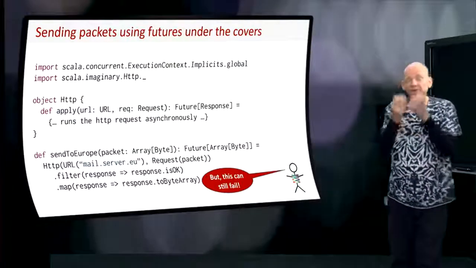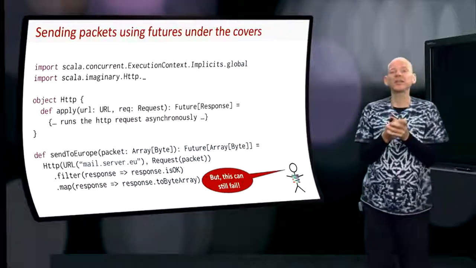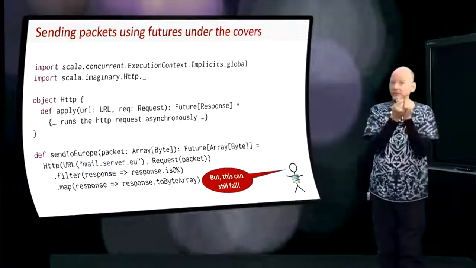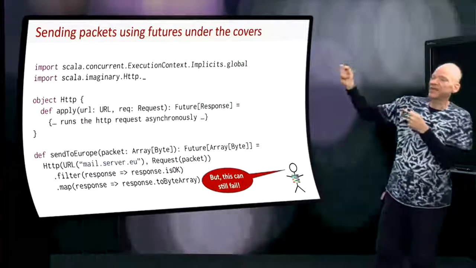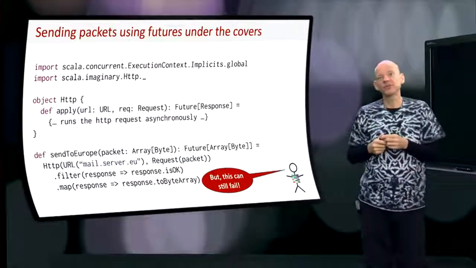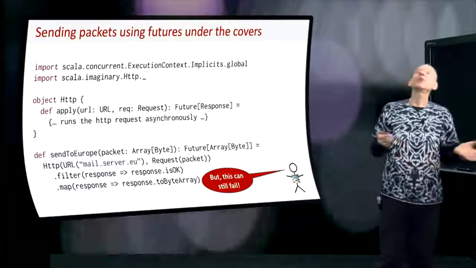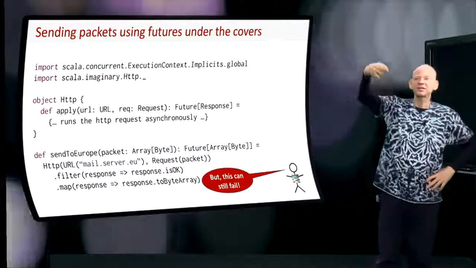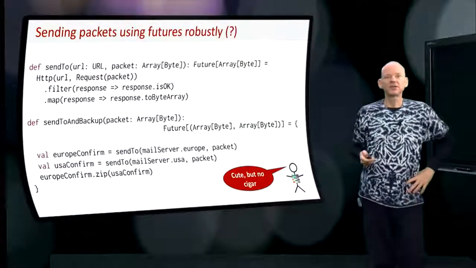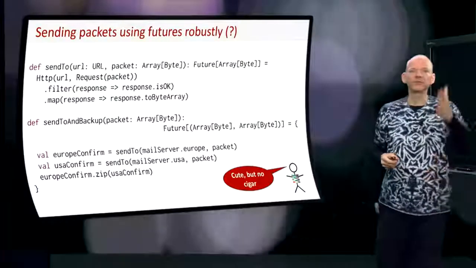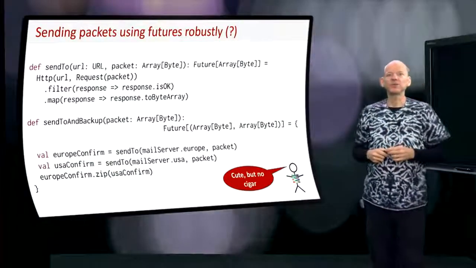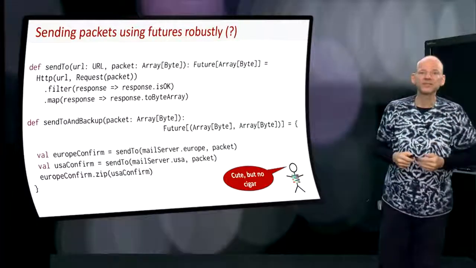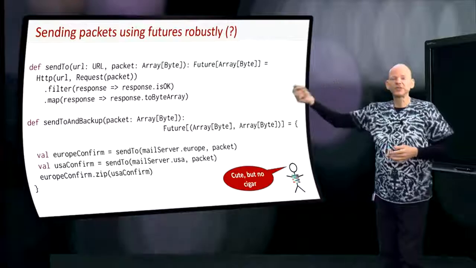So let's try to make this code more resilient. We want to make 100% sure that when we send the packet, it actually reaches the server in Europe. One way to do that is, why don't we send this packet twice, to 2 different servers? So here is what we do: we send the packet to a mail server in Europe.